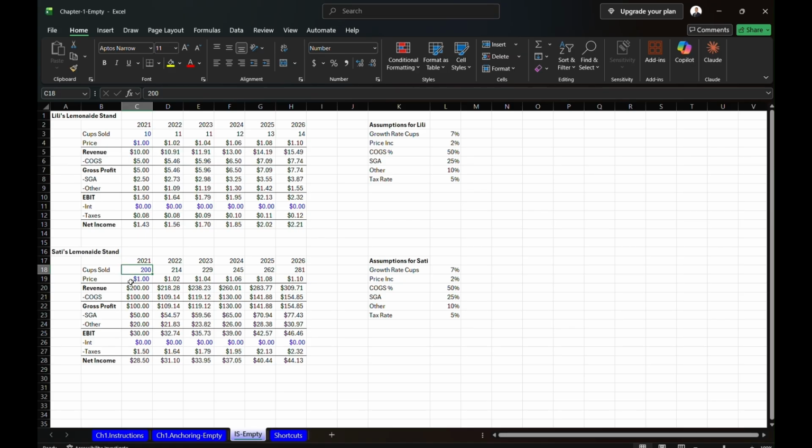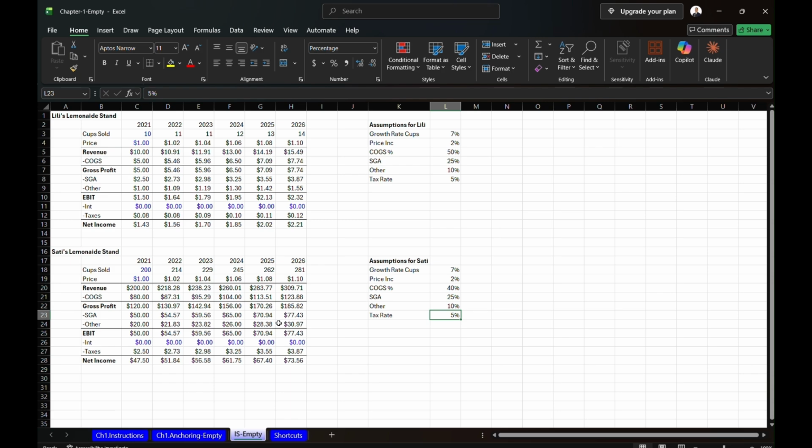But we can make more assumptions. Let's assume that she achieved some economies of scale and her cost of goods sold over here instead of 50, let's say they were 40%. If I hit enter, we'll see that everything here that had the cost of goods sold percentage attached to it updated instantly, and only for Sati, not for Lily. And that is because we anchored the column when doing the calculations, the formulas for Lily. Since we anchored the column, the formulas down here are registering our assumptions here instead of up top when we copied everything down.